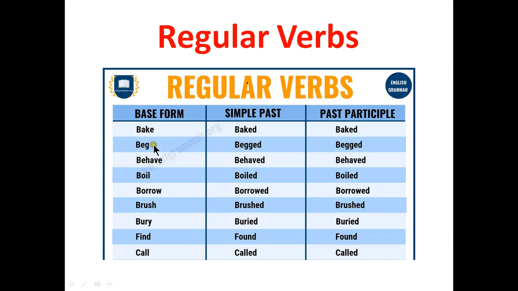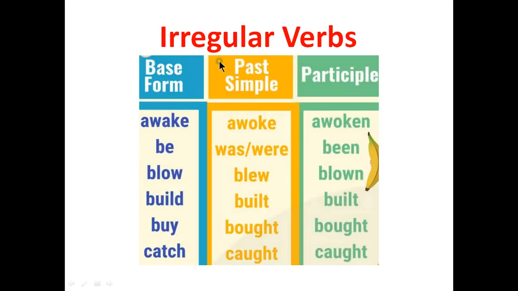Here are some examples of regular verbs like beg, begged; boil, boiled, boiled; brush, brushed, brushed; bury, buried, buried; find, found, found; call, called, called. Their present forms are given here, and past participle forms are identical to each other. So grammatically we will call them regular verbs. On the other hand, you will see these irregular verbs because their past and past participle forms are totally different. You will not find any ed or d, like blow, blew, blown; buy, bought, bought; catch, caught, caught; be, was, being; awake, awoke, awoken. So these are irregular verbs.